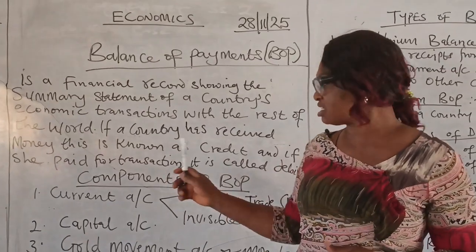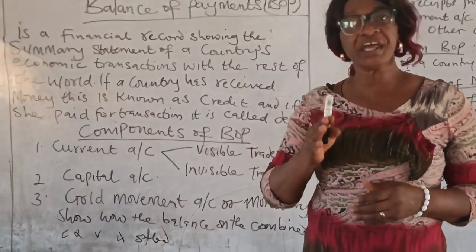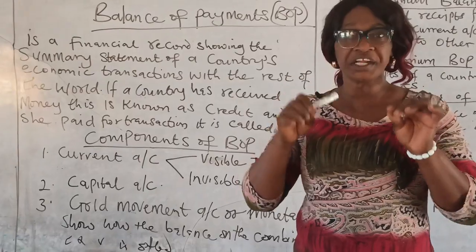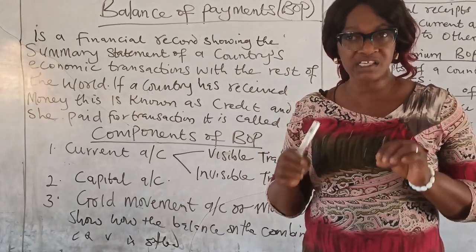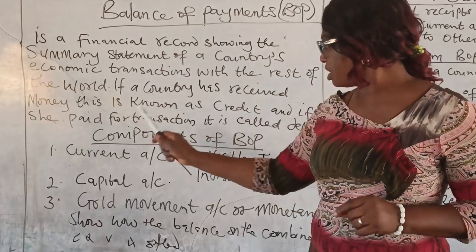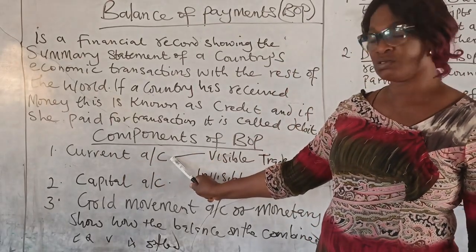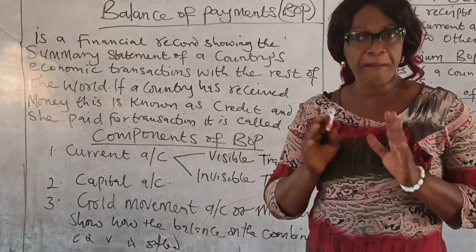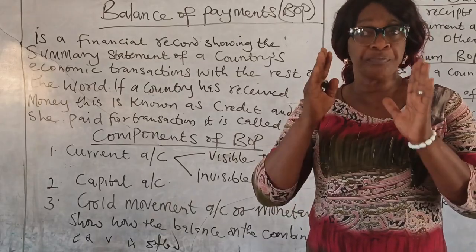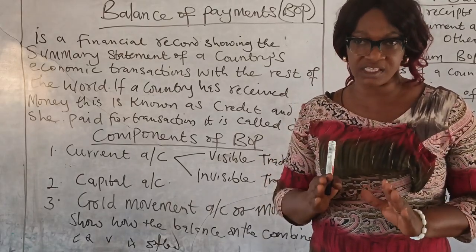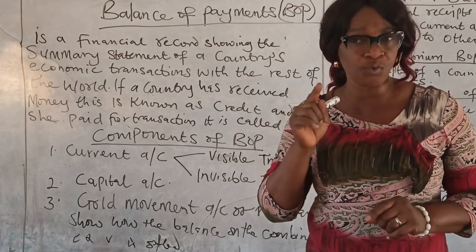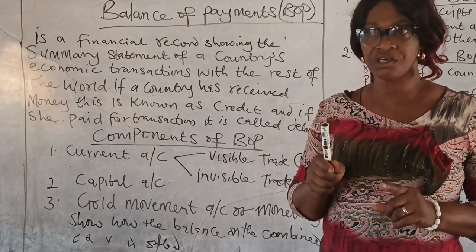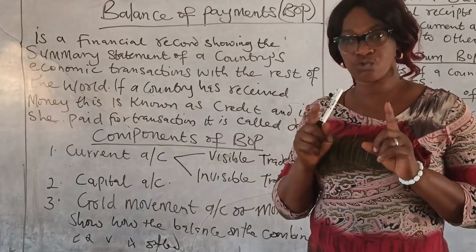The components of balance of payments. We have three components of balance of payments, or you can say the three main accounts of balance of payments. Number one, we have current account. And what is current account? Current account is telling us about currently produced goods and services over a period of time, usually one year. I want you to note this, that we are very mindful of the year. It is a one year affair.